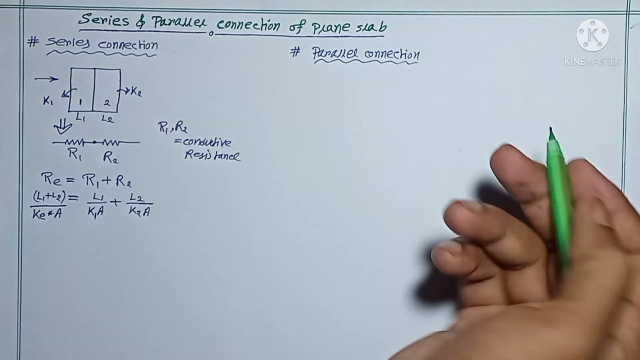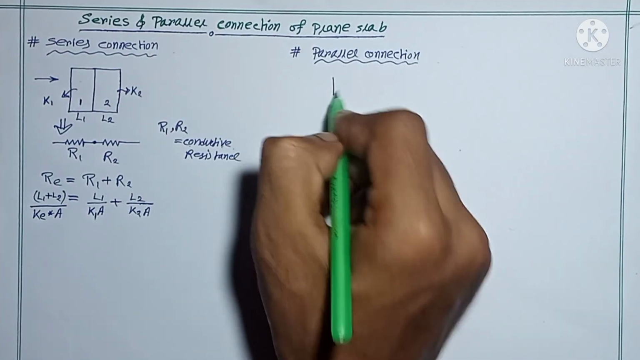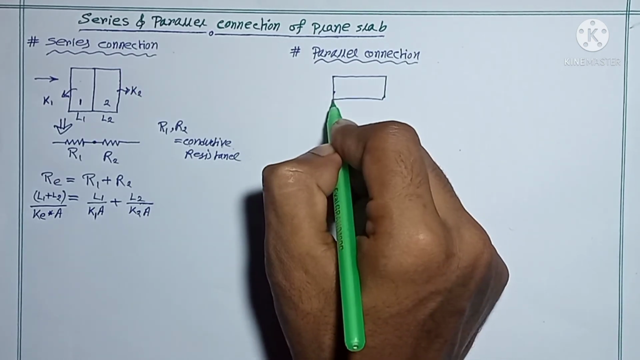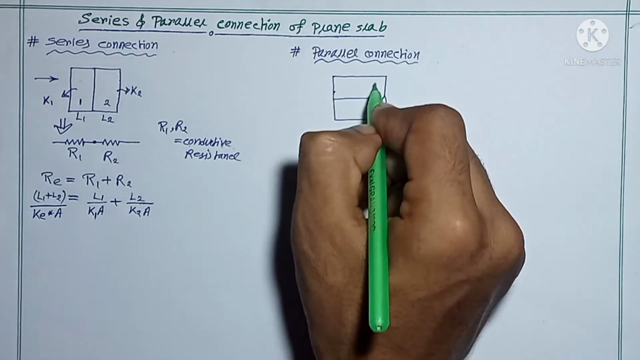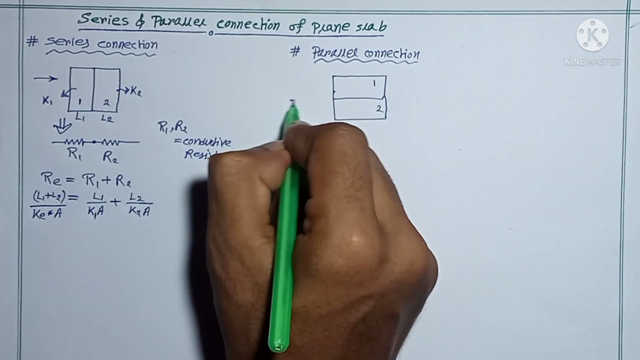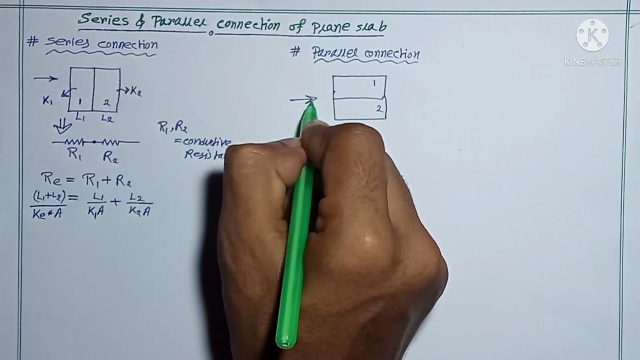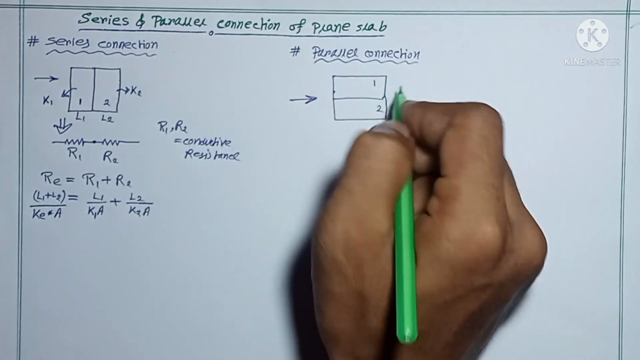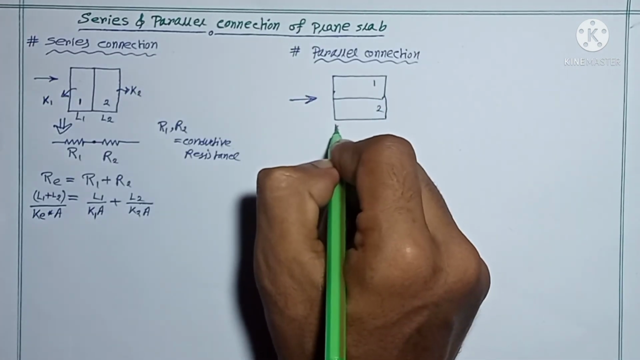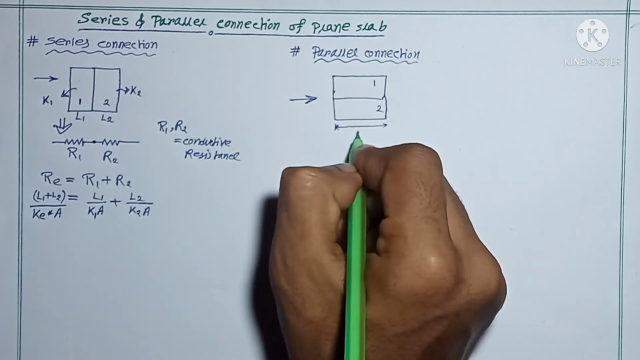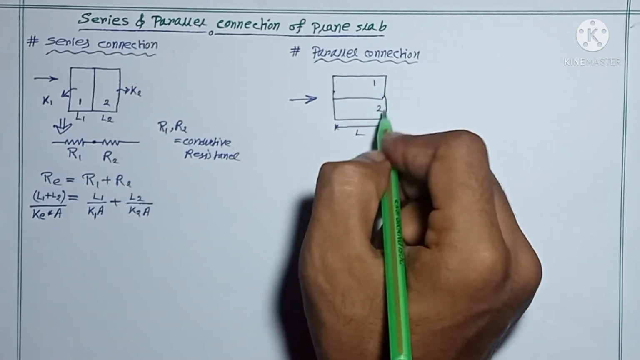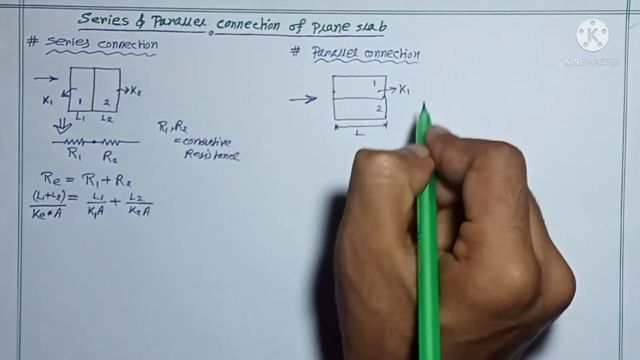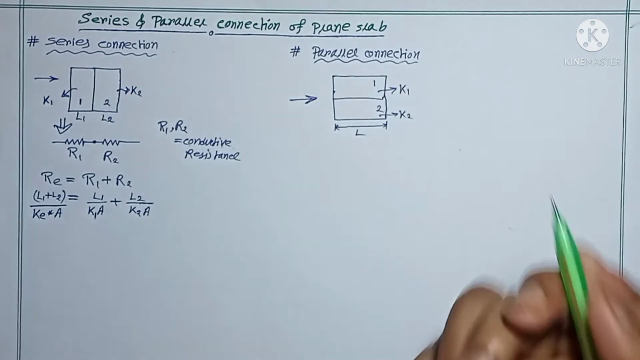Now let's go to the parallel connection. So for parallel connection, if I consider this is slab number 1 and this is slab number 2, and this is the direction of heat flow. Direction of heat flow is really important, I already discussed it. Similarly, if I take this is the length, I'm considering for slab 1 and slab 2 the length is the same, it is L. So here the thermal conductivity is K1 and here the thermal conductivity is K2.